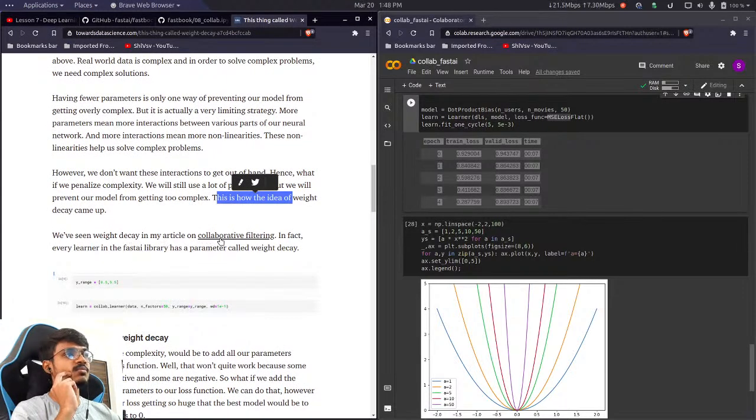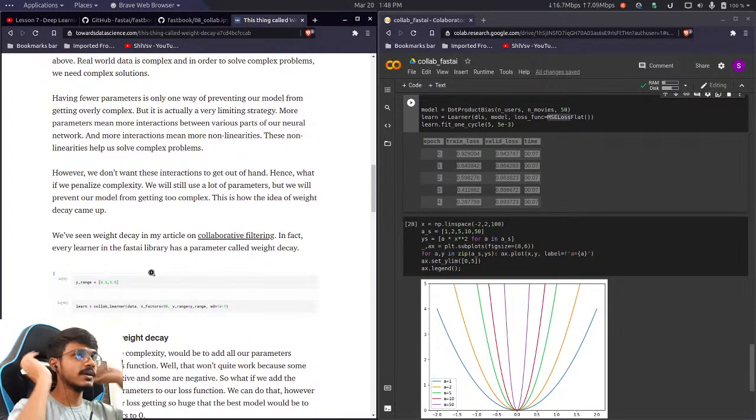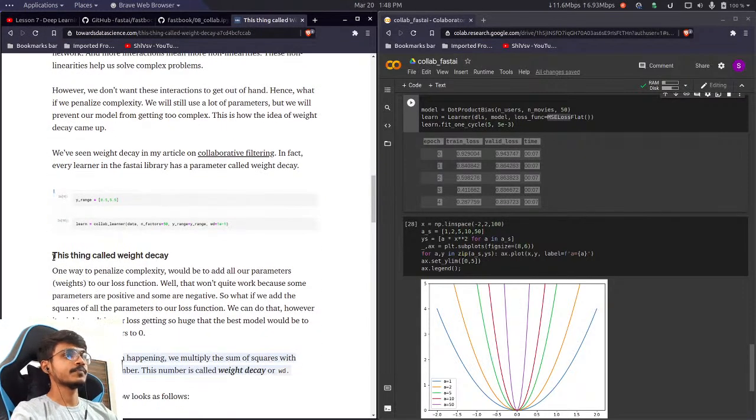We have seen weight decay in my article on, yeah, I'm also doing the same application. In fact, every learner in the FastAI library has a parameter called weight decay. Okay, so he is talking in context of the FastAI library as well. One way to penalize complexity would be to add all parameters to our loss function. All our parameters. Well, that won't quite work because some parameters are positive and some are negative.